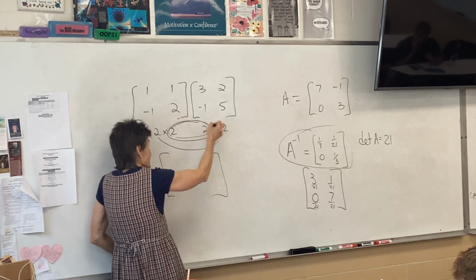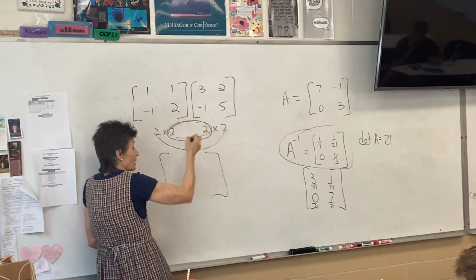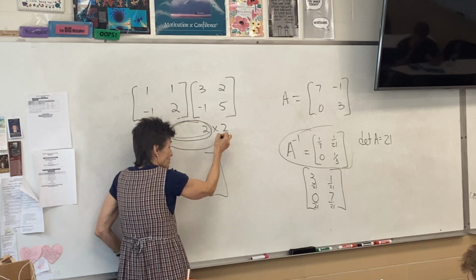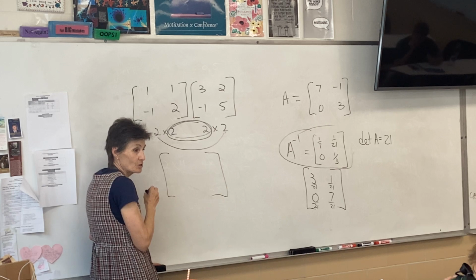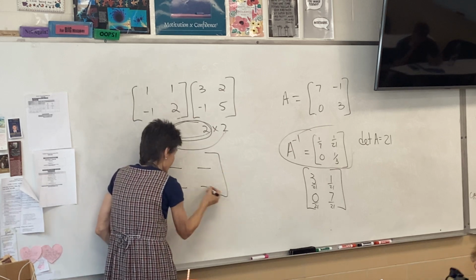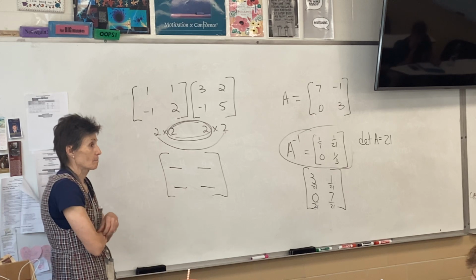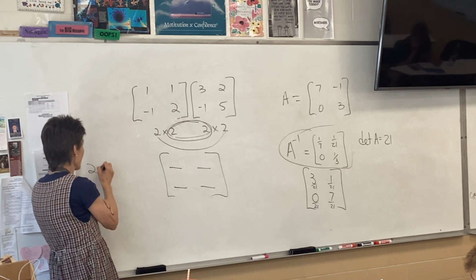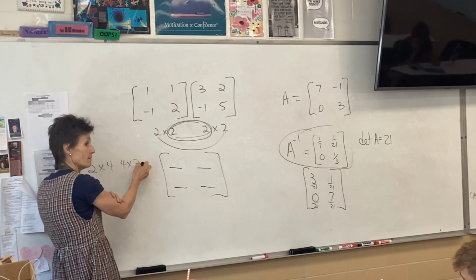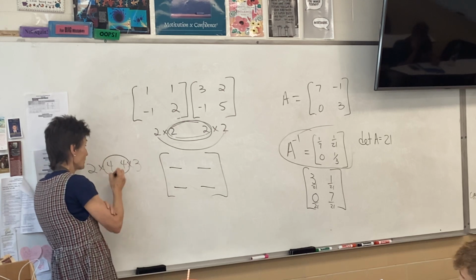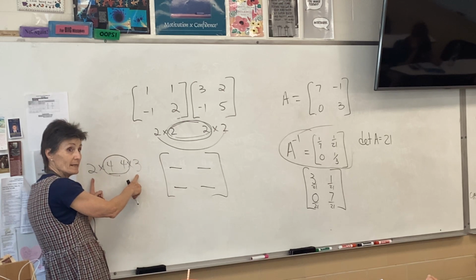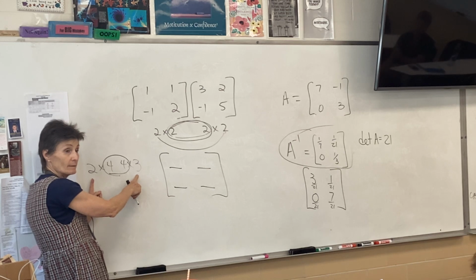So the insides match. My answer will be a 2 by 2. So it's going to look like this. I'll just set up some blanks. I'm going to fill those numbers in. So my other example, when I had 2 by 4 and a 4 by 3, those can be multiplied and my answer would be a 2 by 3.